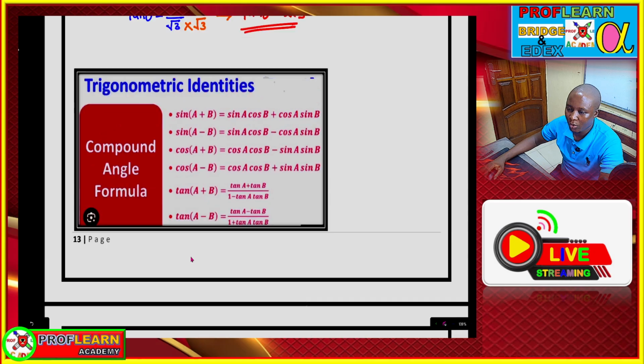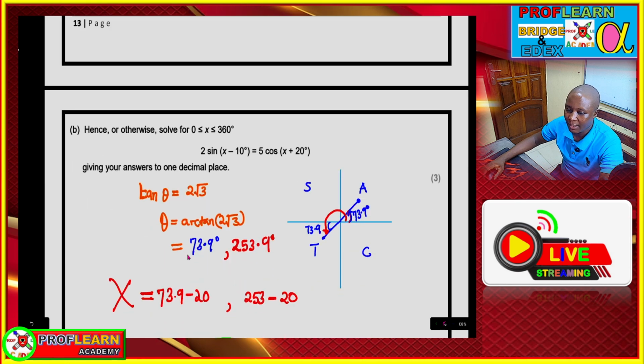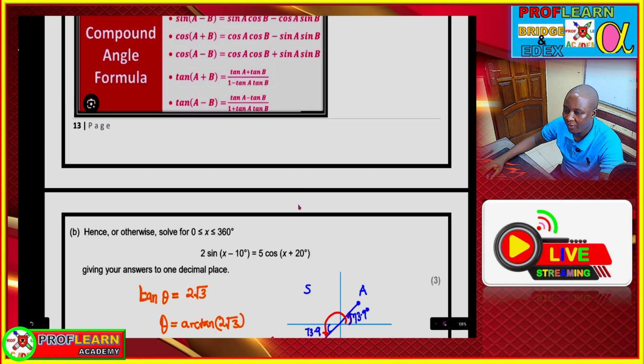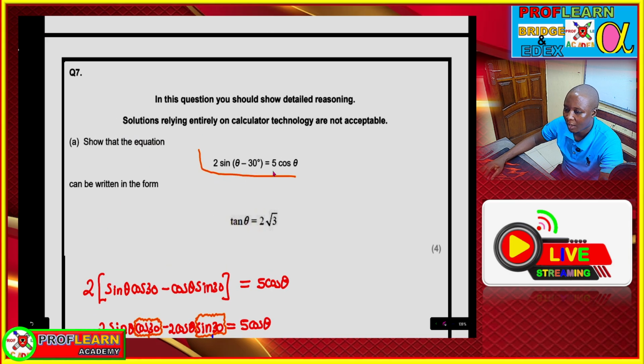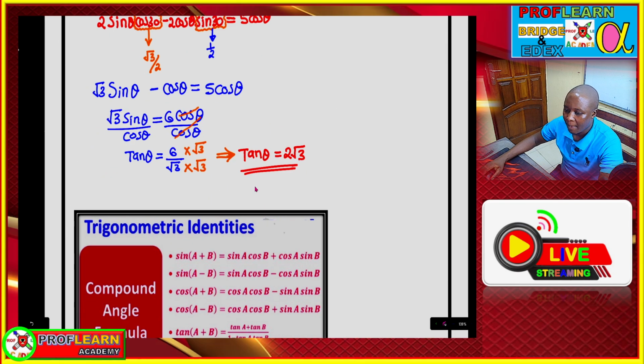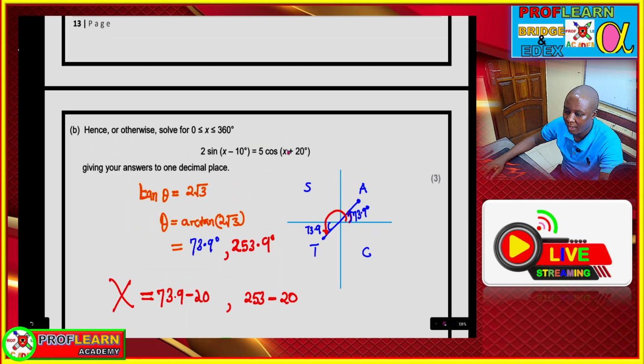Now, in the process of using the equation that we have worked out at the top, next they are telling you, hence or otherwise, solve this. You can see that the equation we have here is similar to the equation that we were having here. So what I just did, I took tan, I said that everything that we have here can be written as tan theta is equal to 2 root 3. I solved for theta and I got theta to be 73.9 as the first angle.